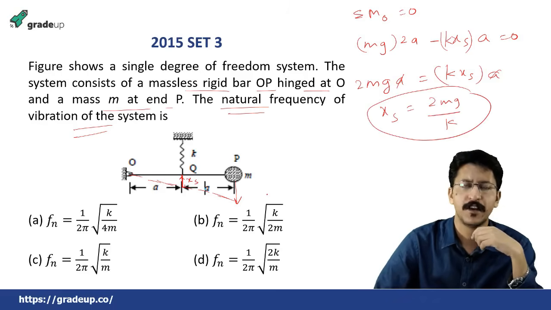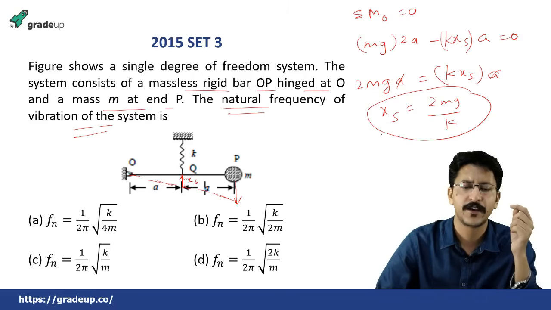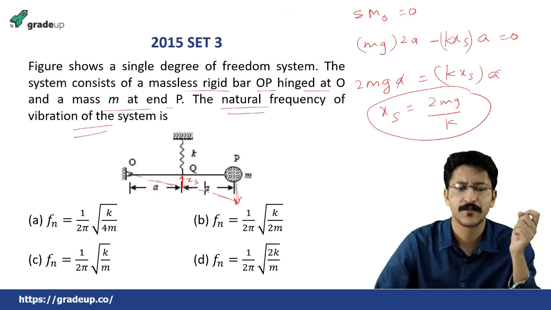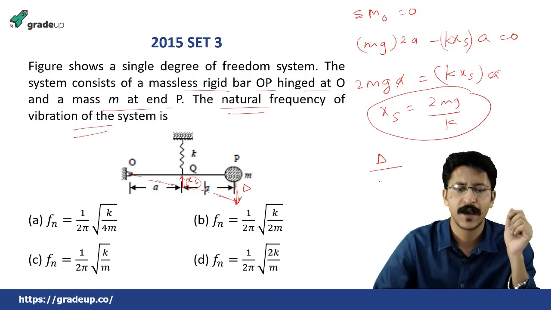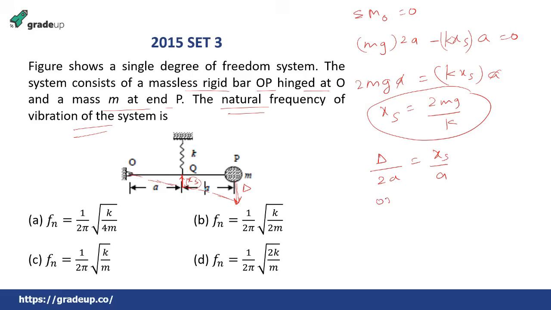Okay, we will use the Rayleigh method or the static mass deflection method in this case, and in that we need to find out the deflection at the point at which mass is attached. We have found this XS, the deflection at this point. We need to find the delta here. So using that proportionality rule, delta by 2A is equal to XS by A, or delta is equal to 2XS, which is equal to 2 into 2mg by K.